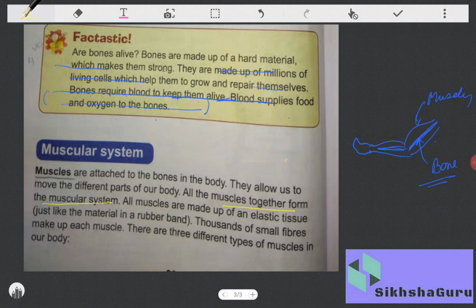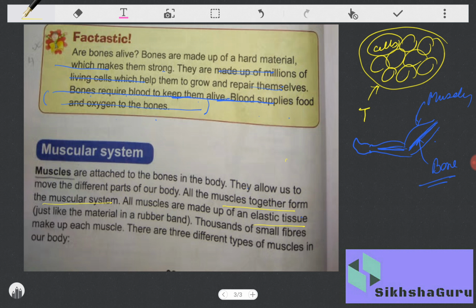All muscles are made up of an elastic tissue. What are muscles made up of? It is made up of an elastic tissue. It is a tissue. What is a tissue? I told you, a lot of cells together comprise a tissue. So if this tissue is elastic, it is like muscles, and these muscles are elastic in nature. You can change the shape of the muscle.